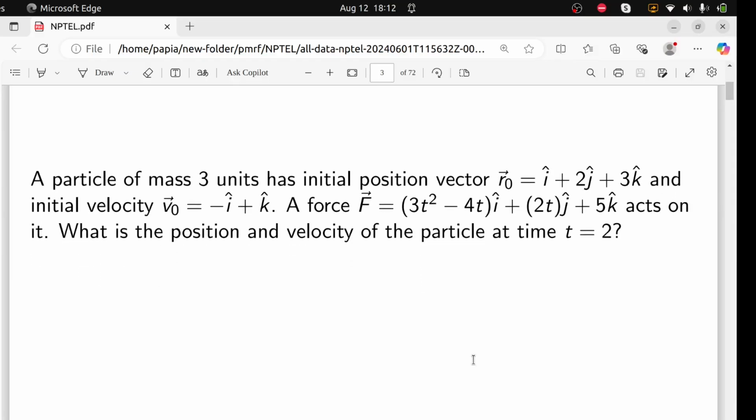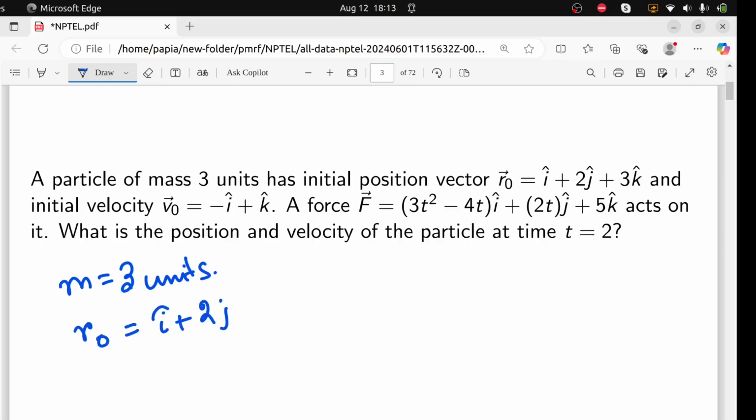Now, let me write whatever is given. First of all, mass is given, 3 units. The initial position vector, that means the initial condition, is already given. These initial conditions r0 and v0 will be very useful when we do the integration, because there will be an integration constant. To get the integration constant value, we need the initial conditions. So the initial condition is r0 equals i cap plus 2j cap plus 3k cap, and initial condition means at t equals 0. And v0 is minus i cap plus k cap.